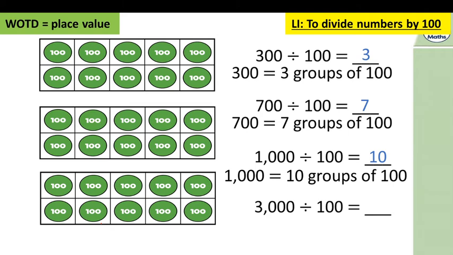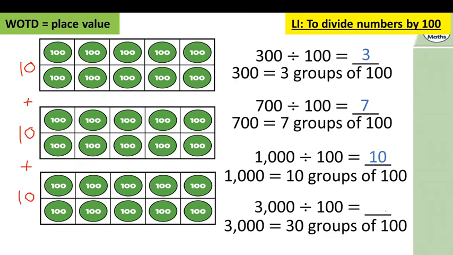Okay, so the next one is 3,000 divided by 100. How many groups of 100 are there in 3,000? I can see that these 3 things are the same, and I know that there's 10 groups of 100 in there, so there must be 10 groups in each. I'm sure you've decided already in your head what you need to do with those 10s. And I imagine you have figured out that yes, indeed, you need to add those together to work out how many groups of 100 in 3,000. So there are 10 plus 10 plus 10, 30 groups of 100 in 3,000.